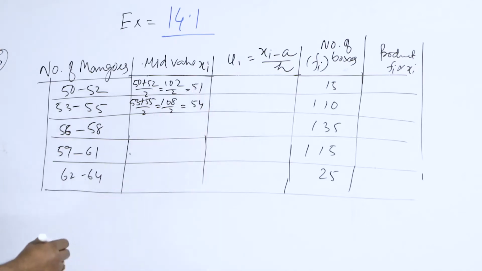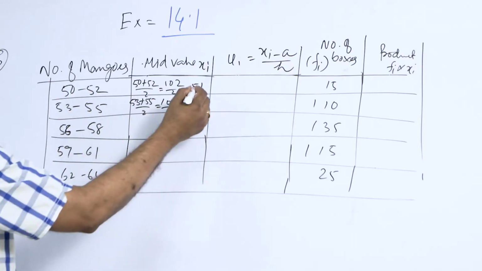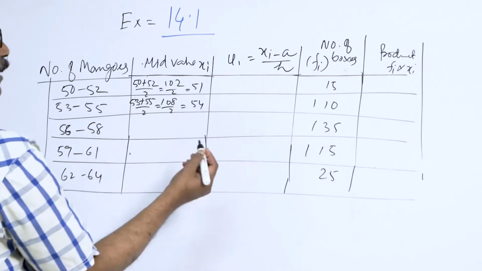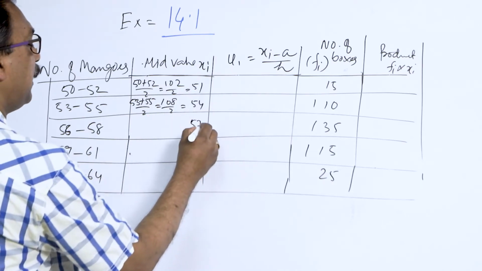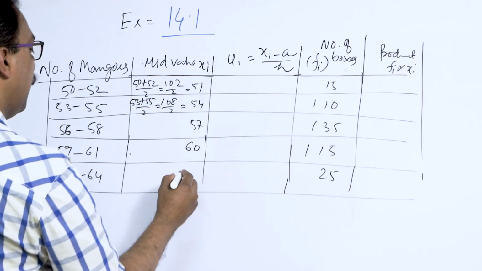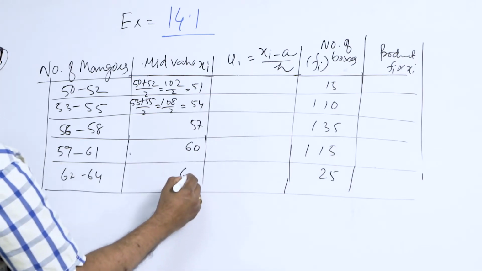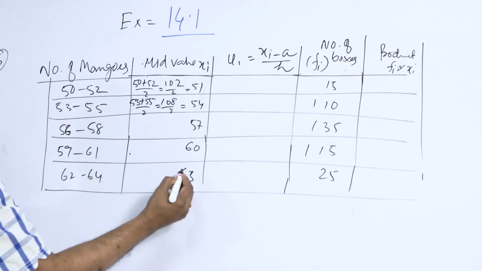What is the difference? 3. So if you add 3 to 51, 54, you keep adding 3, so 57, 60, and how much? 63. We got the mid values.